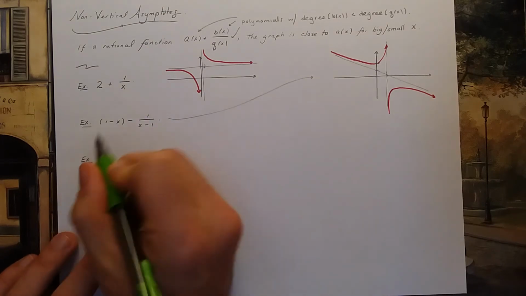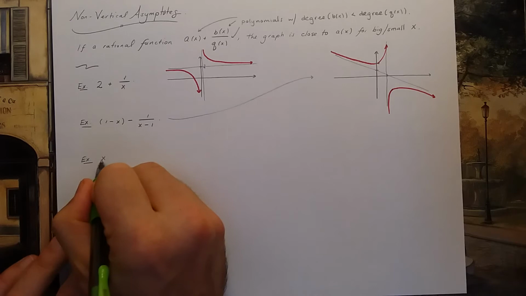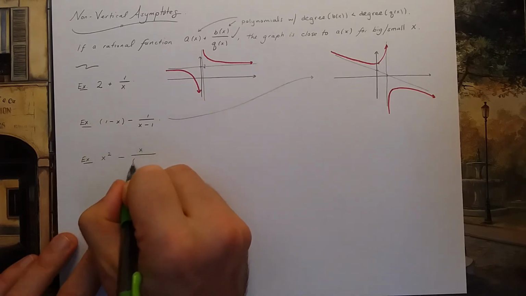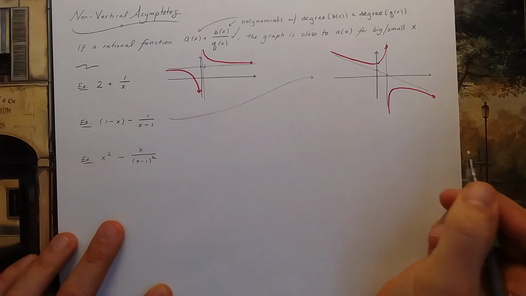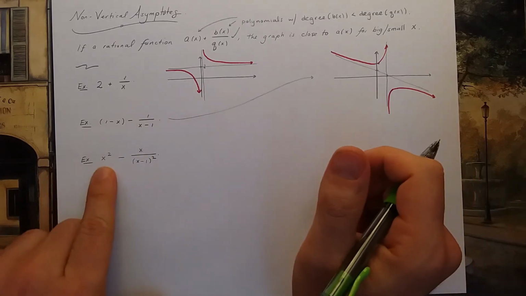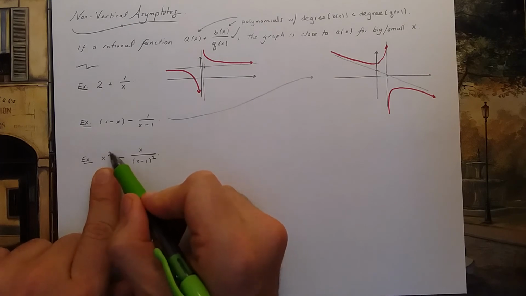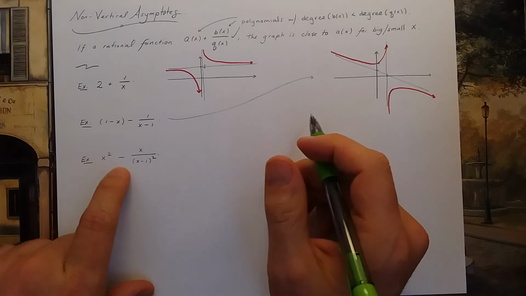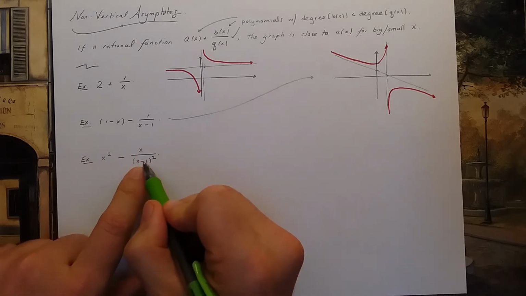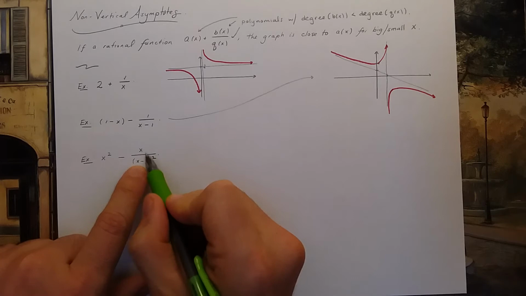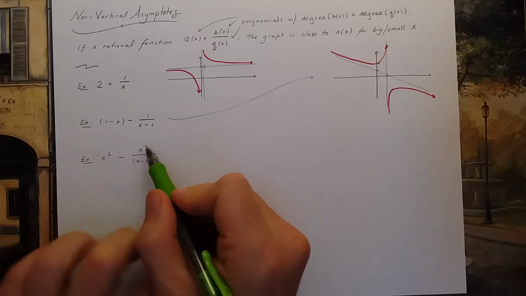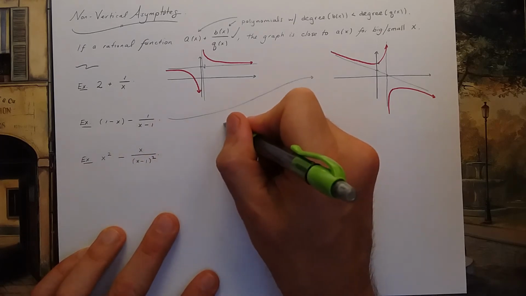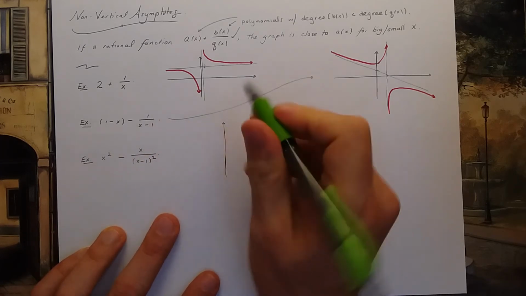How about the graph of x squared minus x over x minus 1 squared? Okay, my a of x function is x squared. That means for large and small values, my function is going to behave like a parabola. I have a vertical asymptote at 1 again. And I notice that if I plug in x equals 0, I get 0. So putting all these observations together, let's see what happens.